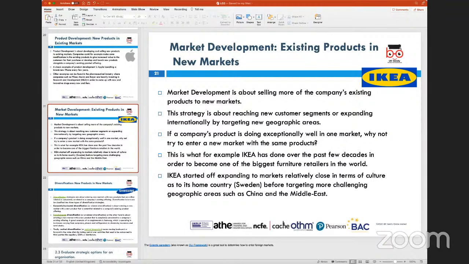Over the past few decades, it has come to retail its products in about 14 or 15 different countries. It has become one of the biggest furniture retailers in the world. It has clearly understood the market requirements, the culture in the background and the price points in a particular market, and then introduced do-it-yourself products. And it has driven down the prices of furniture drastically in some of the markets that it operates in. So this is an example of market development.